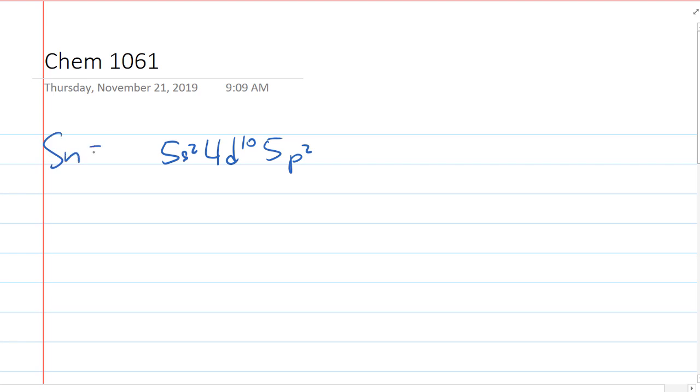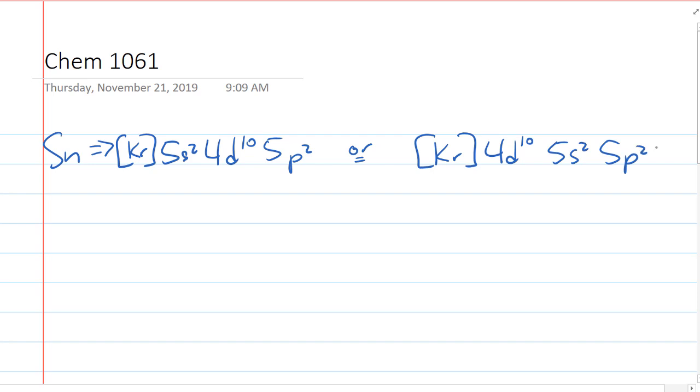And then before that is going to be krypton. Now, if we were to rewrite this, one of the ways we could rewrite it is as krypton, and then we'd put it in order of increasing values of n, so it could be rewritten as 4d10, 5s2, 5p2.